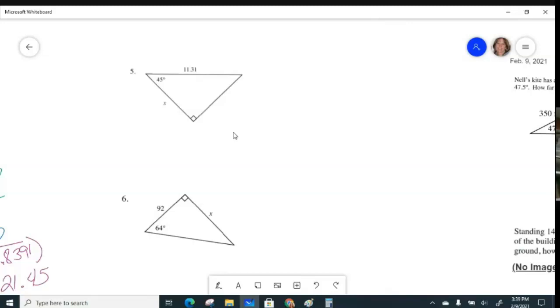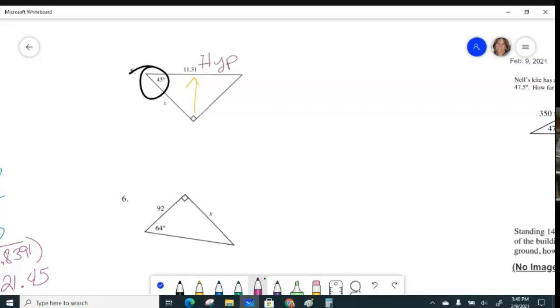Okay, so for this one, we actually have a 45-45 right triangle. The only reason we know that is because we have this 45 degrees. So it actually is a special right triangle. But again, they gave us our hypotenuse in this crazy decimal, and nobody wants to mess with more decimals than we absolutely have to. So we're just going to roll with it and deal with it, just like a normal trig function.